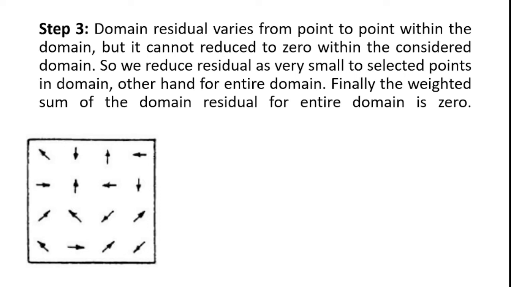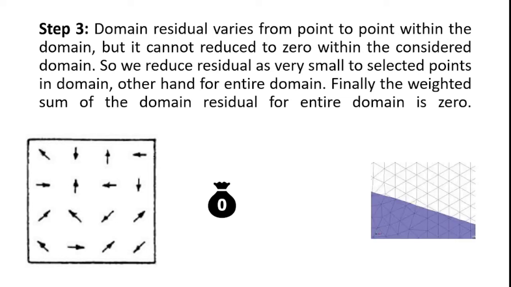On the other hand, for the entire domain, finally, the weighted sum of the domain residual for the entire domain is 0. Likewise, we considered. So after step 3, all the things are getting closer to 0, but not 0, and we won't bother. Shall we move to the next step, the total elements or total domain analysis?